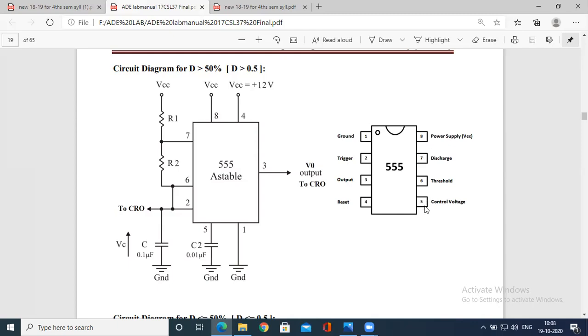Pin 6 is the threshold. Pin 5 always has a DC voltage. Pin 4 is the reset pin. The output, that is the CRO output, is connected to pin number 3. Pin 2 is the trigger. The same pins are used in the 555 timer for circuit connection.